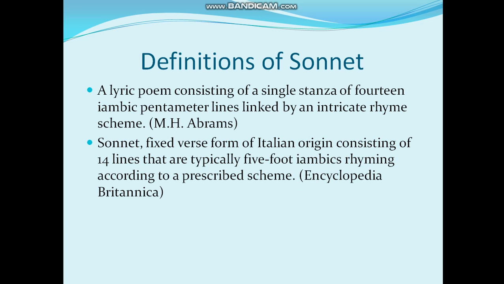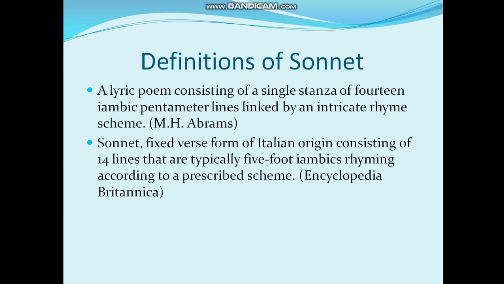Abrams. He says that sonnet is a literary form consisting of single stanza of 14 iambic pentameter lines linked by an intricate rhyme scheme. The second one, given by Encyclopedia Britannica, states that sonnet is a fixed verse form of Italian origin consisting of 14 lines that are typically 5-foot iambics rhyming according to a prescribed scheme.